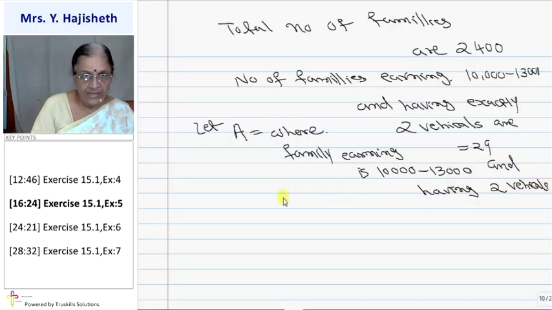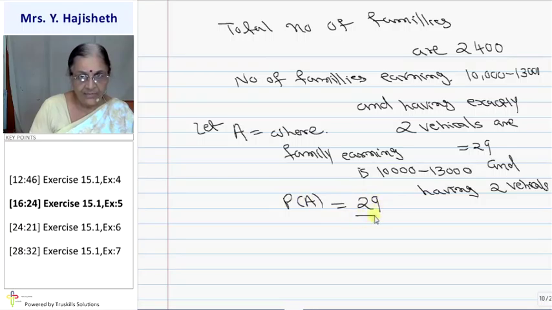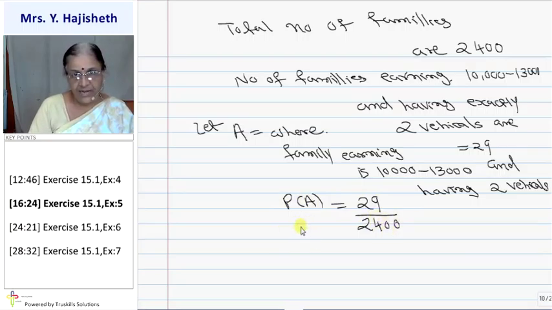So my P(A) will be, A occurs how many times? 29 times, and the total number of times is 2400. So P(A) is 29 by 2400.